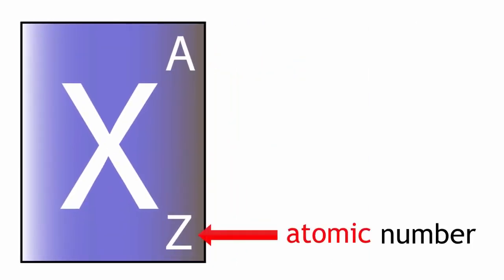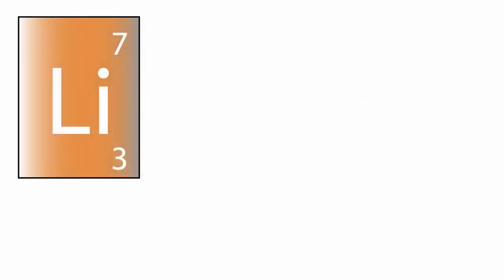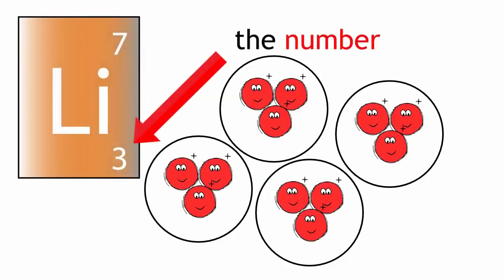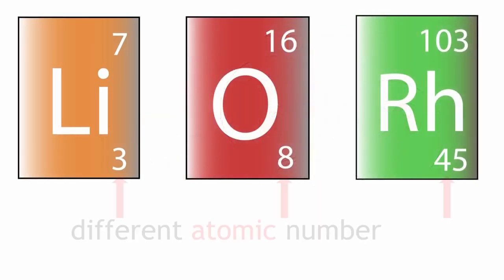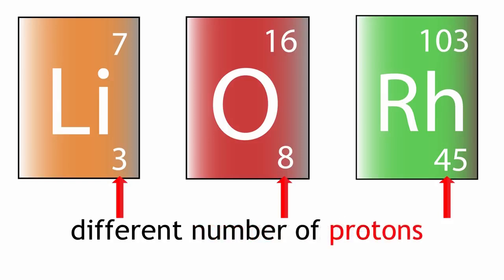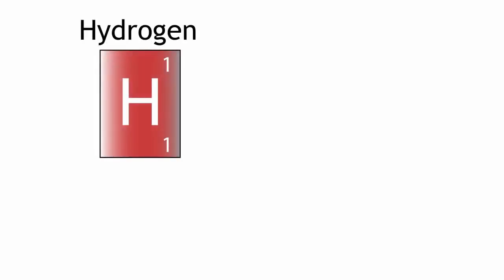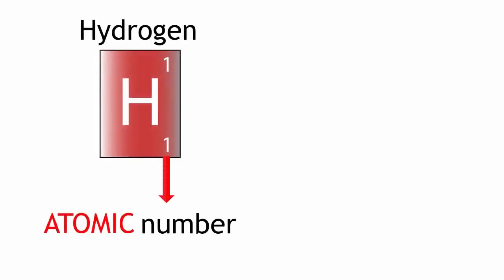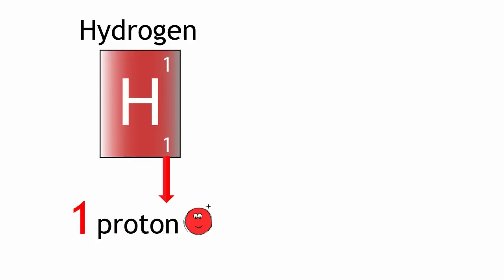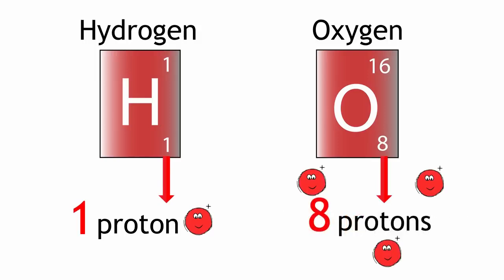The atomic number has the symbol Z. This number tells you how many protons are in one atom of an element. The number is always the same for all atoms of a particular element. Atoms of different elements have a different atomic number, meaning they have a different number of protons. For example, an atom of hydrogen has an atomic number of 1 because it has 1 proton, but an atom of oxygen has an atomic number of 8 because it has 8 protons.